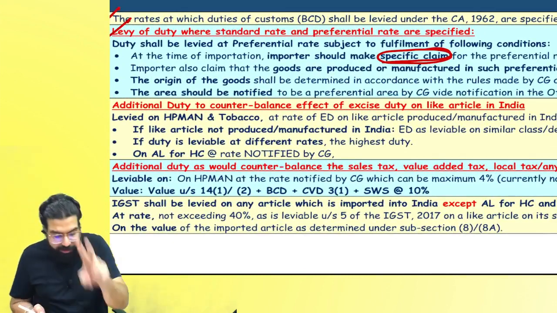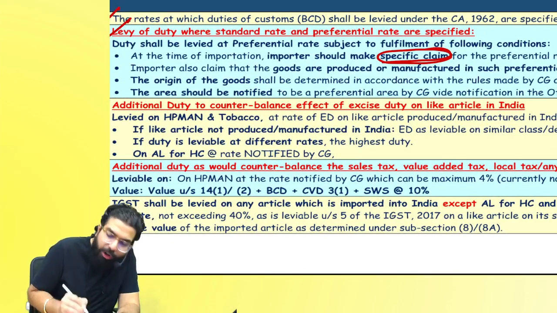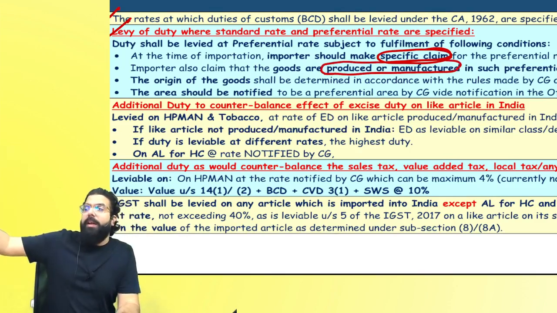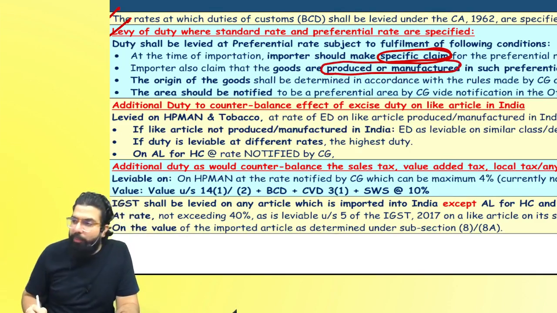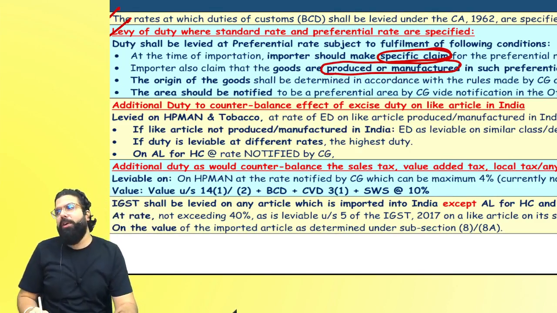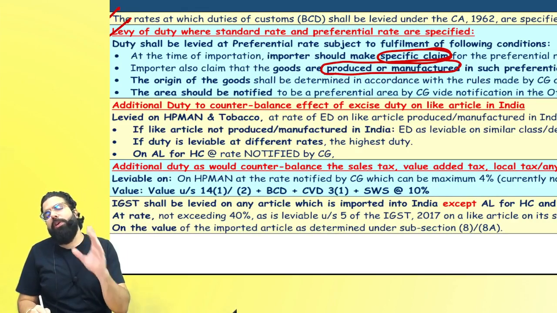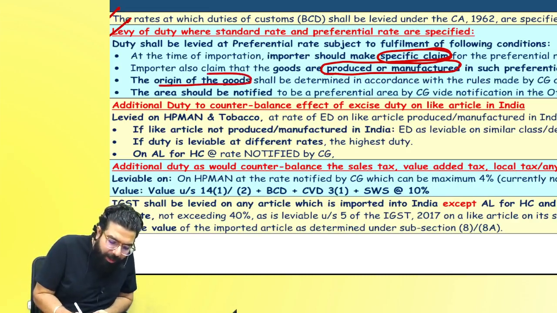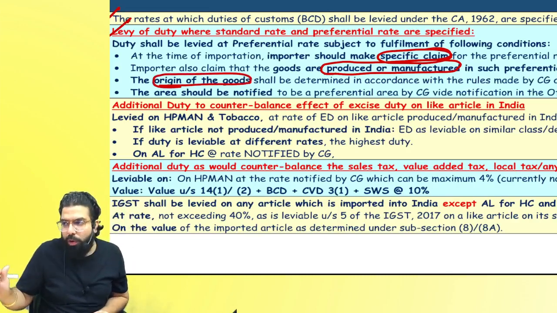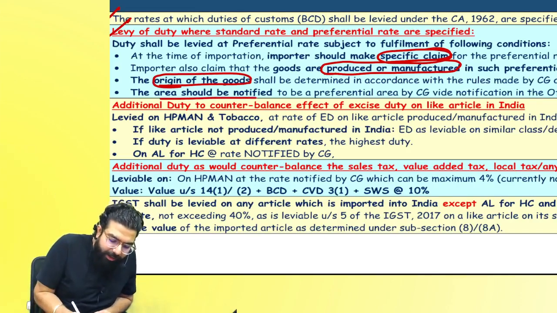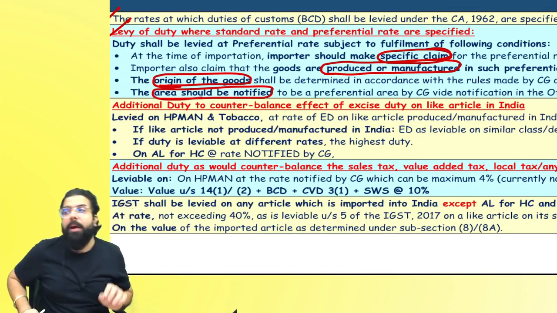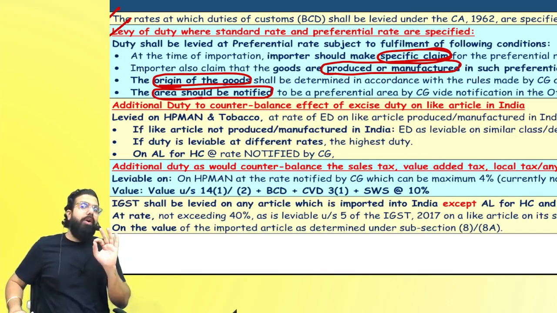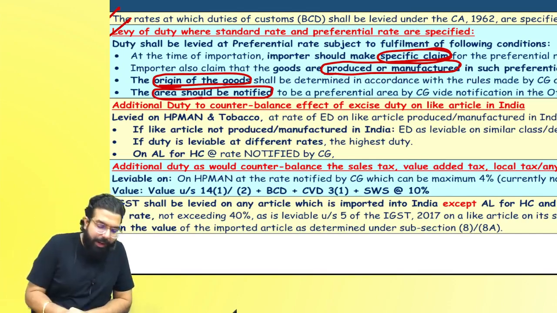on your goods. Secondly, sir, importer also claims that the goods are produced or manufactured in the country, that country only from where you can claim preferential rate of duty. Basically, it has been manufactured or produced in the preferential area. Thirdly, the origin of the goods shall be determined by the government in accordance with the rule. And fourthly, they are telling the area also should be notified as a preferential area by the central government in the official gazette. Only then preferential rate of duty shall be given.